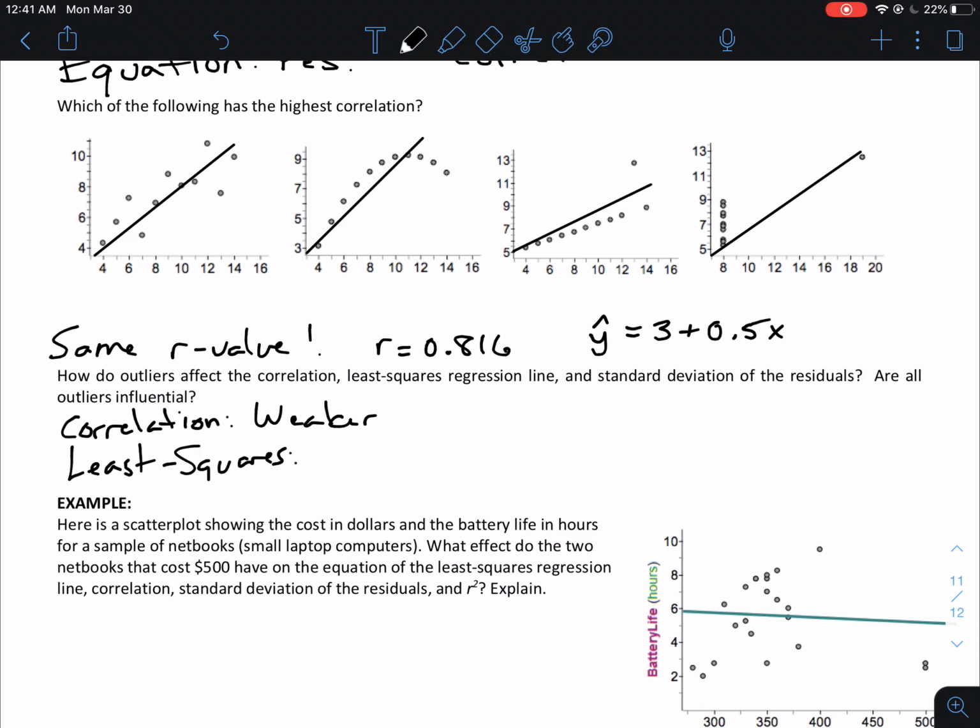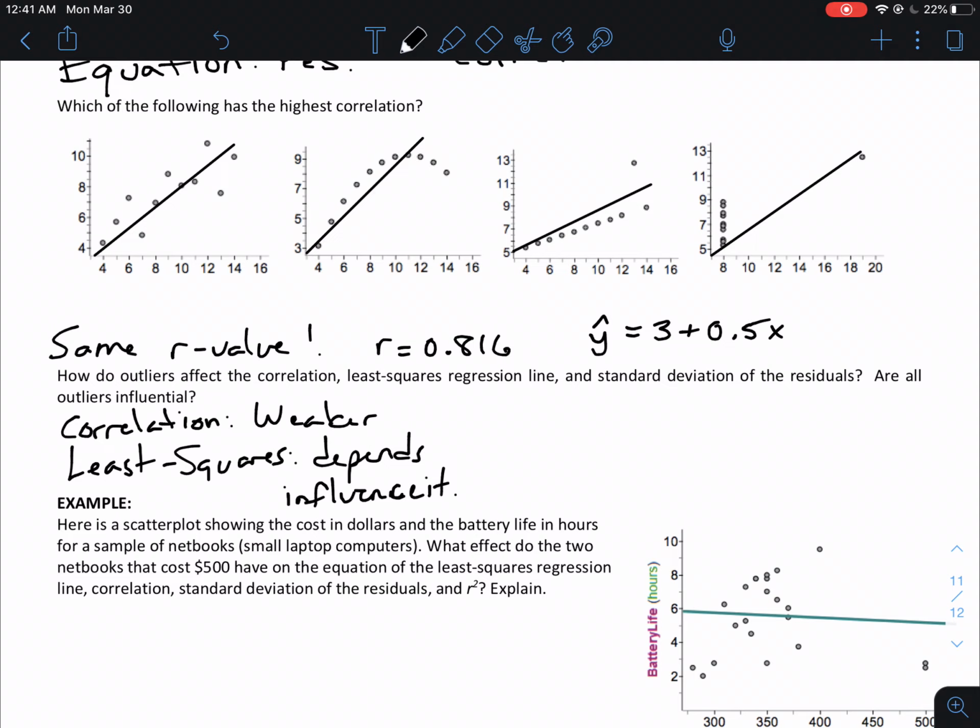Well, the answer to that, it depends. Do they influence it? Yes, they definitely influence it quite a bit. But it depends on whether the outliers are above the rest of the data or below the rest of the data, as to whether or not the slope gets changed, that the y-intercept gets changed, and so on.